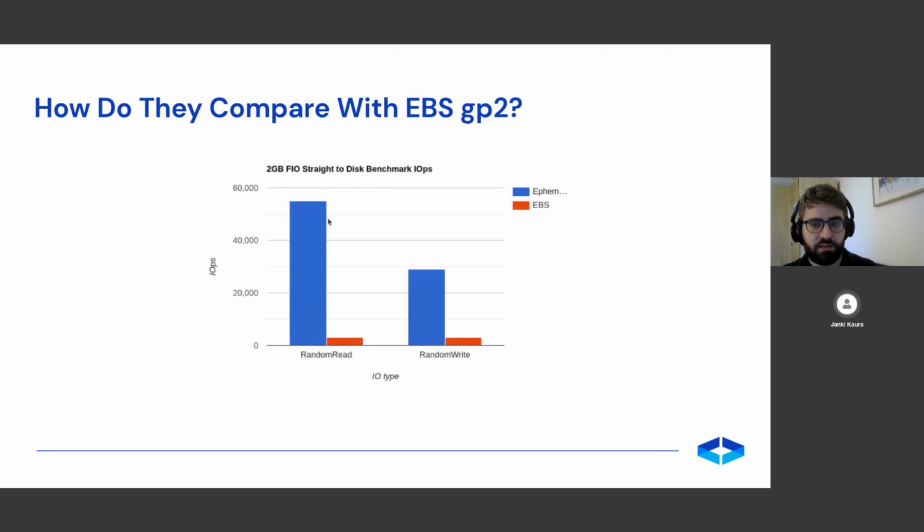And you can see that Ephemeral is around 55K IOPS, while the 150 gigabyte EBS GP2 volume is only 3,000. And the same for writes, 3,000 for EBS, and it's around 30,000 for Ephemeral. And you can see this is a huge difference, which we would expect because we're comparing an SSD to a network block storage. And always the SSD is going to win.